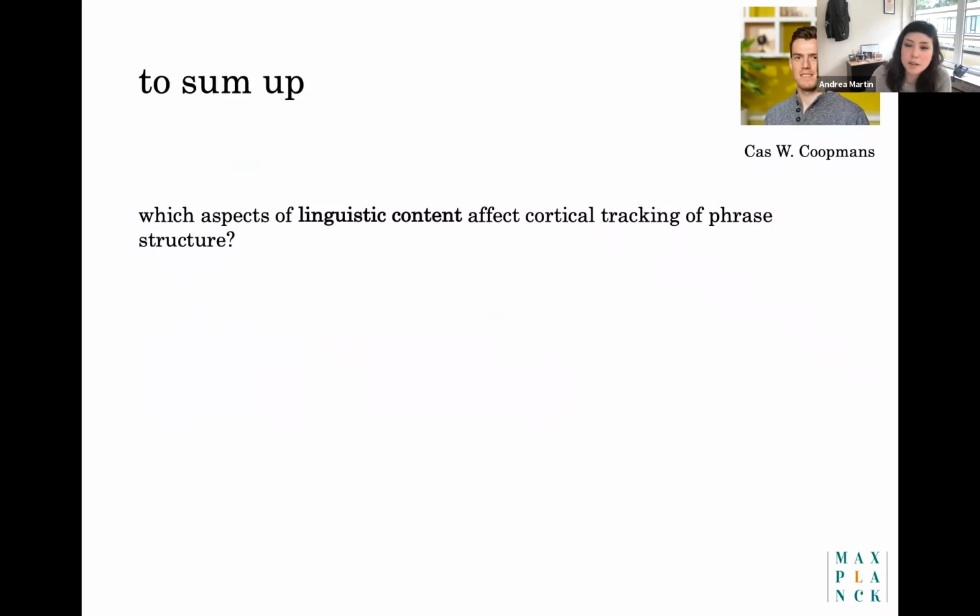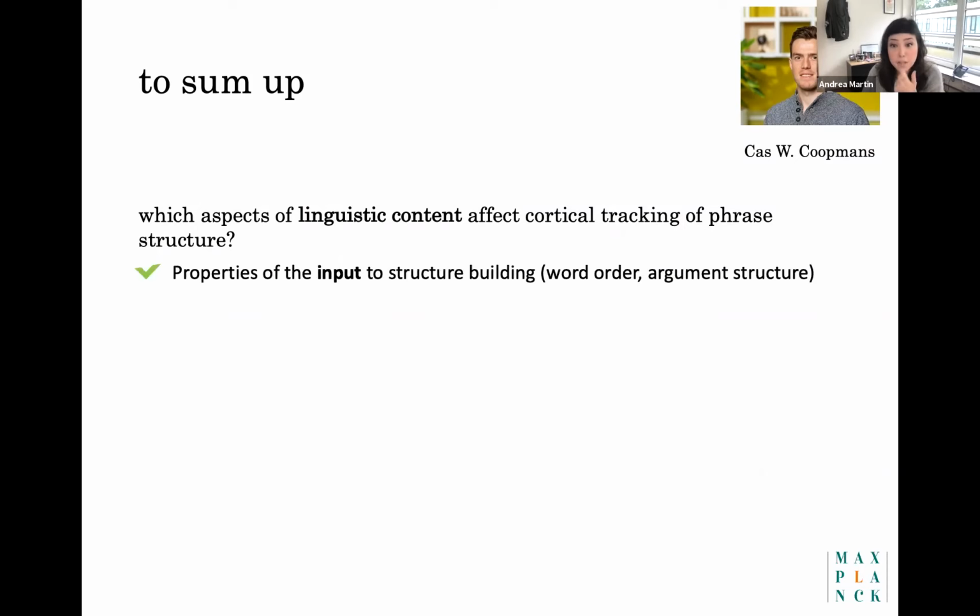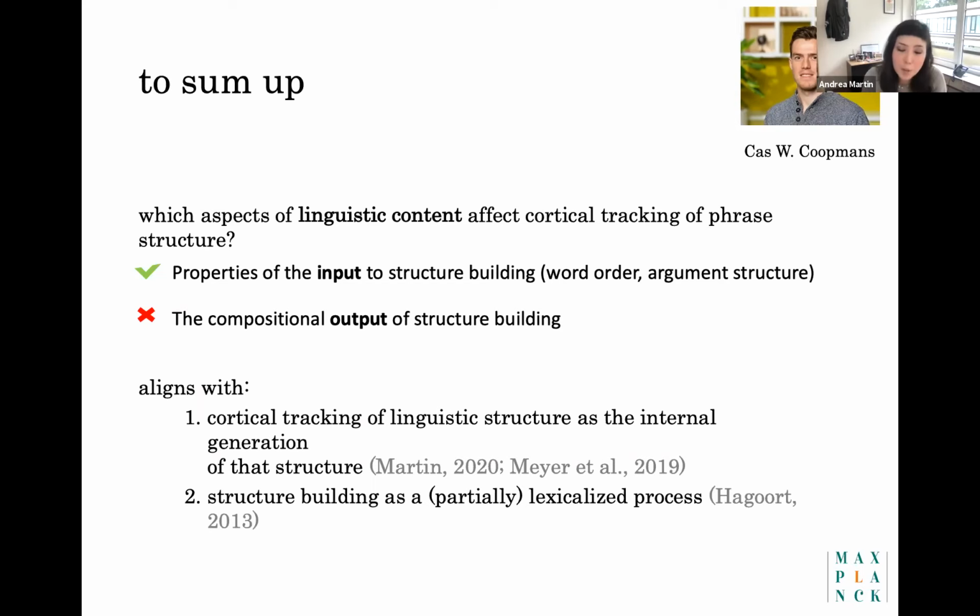Okay, so to sum up, as an answer to the question of which aspects of linguistic content affect cortical tracking of phrase structure, we suggest that it's the properties of the input to the structure building operation that affects the tracking response, not the compositional interpretation of its output. So this conclusion is in line with models in which cortical tracking of linguistic structure reflects the generation of that structure, and models of language processing in which structure building is a partially lexicalized process. So the tracking is not necessarily indexing the output of the operation or the computation, but rather the ongoing building up of that computation or the input to structure building.